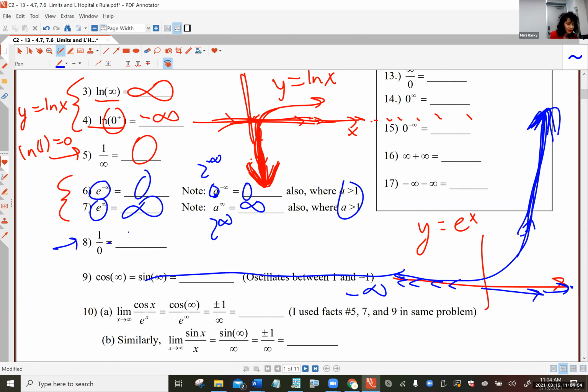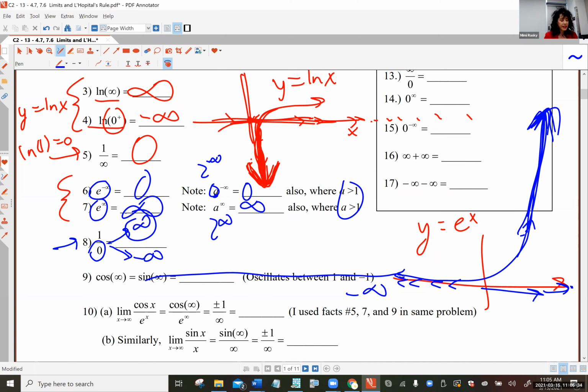Number 8, 1 over 0, has 2 different answers depending on the situation. Do not say DNE, does not exist. I know that your Calculus 1 teacher may have been okay with you saying, hey, you're not allowed to divide by 0, so if you ever get that, the answer is DNE. In this class, no. This class, I won't accept it. Why not? You'll see in a minute. So I'll either accept infinity or negative infinity, depending on what kind of 1 over 0 you're looking at. Although typically it's kind of okay if you just say infinity.